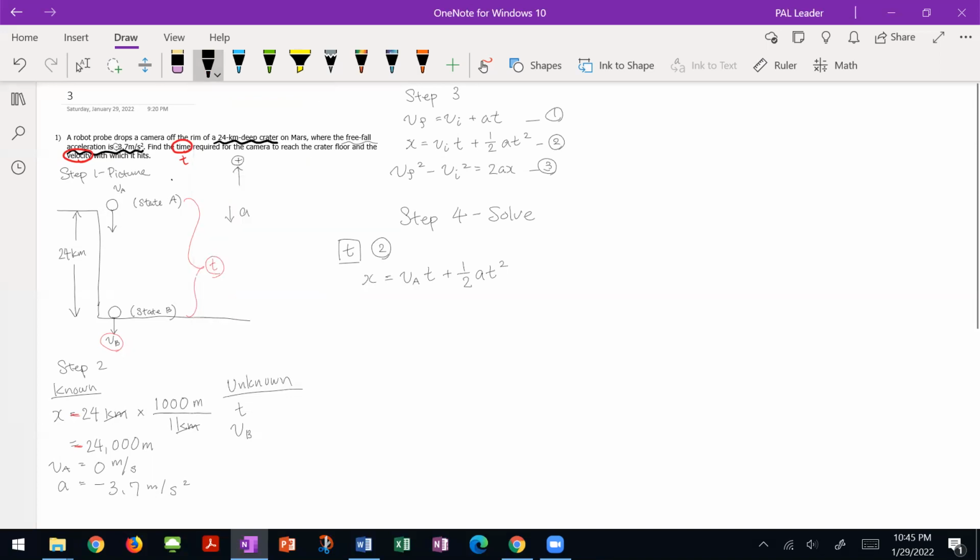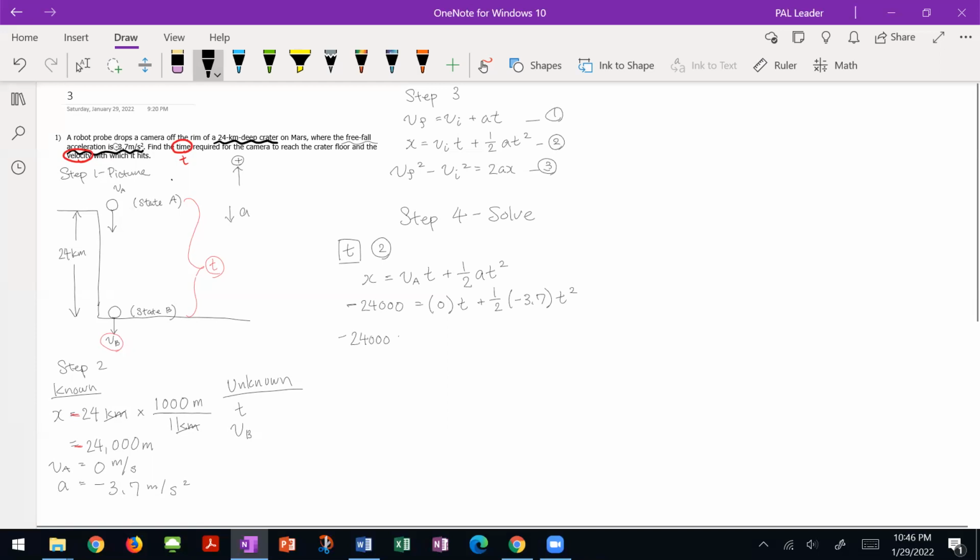So I'll include that. It's going to be negative 24,000 equals VA, the initial velocity. That was 0, right? And T, that's what we're looking for, plus half of acceleration. We do know that, and it's negative, right? Because it's going downward. Negative 3.7 T squared. So now it's just going to be algebra of solving and manipulating to find T. I'm going to rewrite this, and I'm going to get rid of this because it's multiplied by 0, so it's going to be 0.